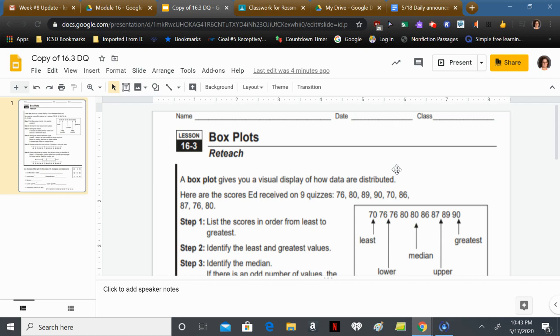Going to quickly review how to do box plots in our reteach lesson for lesson 16.3. A box plot gives you a visual display of how data are distributed. Here are the scores Ed received on 9 quizzes: 76, 80, 89, 90, 70, 86, 87, 76, 80.